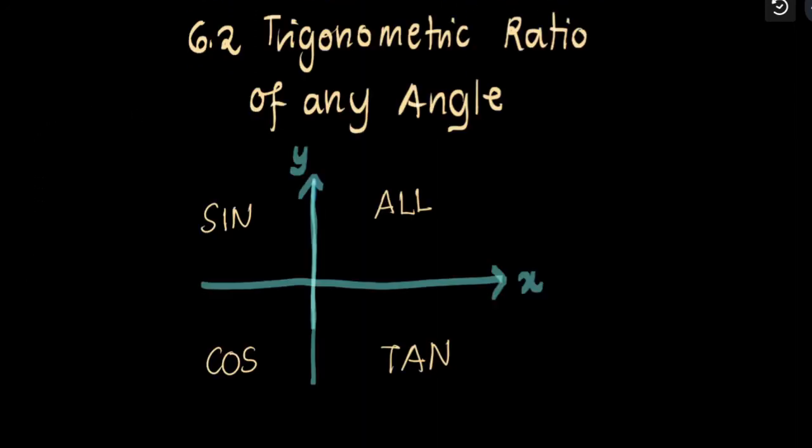Now moving on to trigonometric ratios for any angle. First, just now you know that this is quadrant 1, quadrant 2, quadrant 3 and quadrant 4. In quadrant 1, all the trigo ratios will be positive. That means sine is positive here, cos is positive, tangent also positive. In the second quadrant only the sine is positive. In the third quadrant only the tangent is positive.